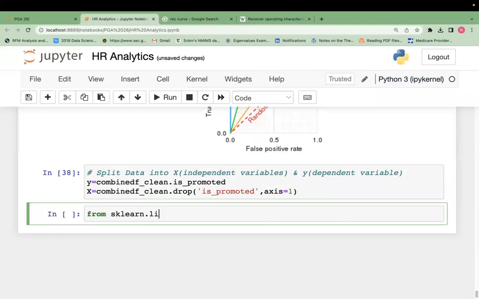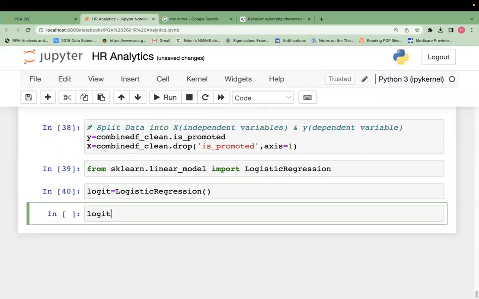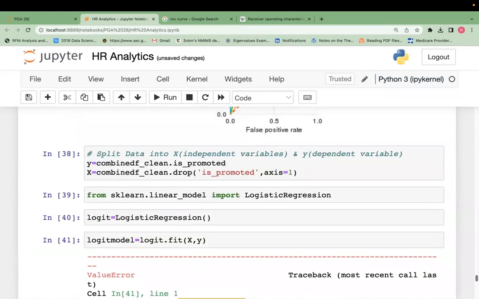From sklearn dot linear_model import LogisticRegression. Give a short name to the model. logic is equal to LogisticRegression. logic_model is equal to logic dot fit X comma y. Oh, unknown label type. We have cleaned it, right? Combined_df_clean.